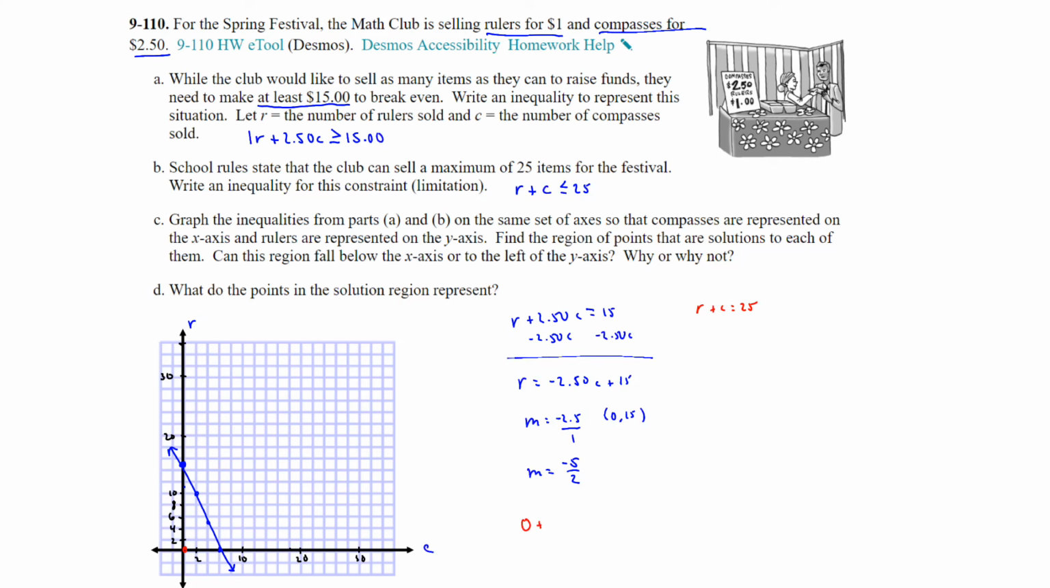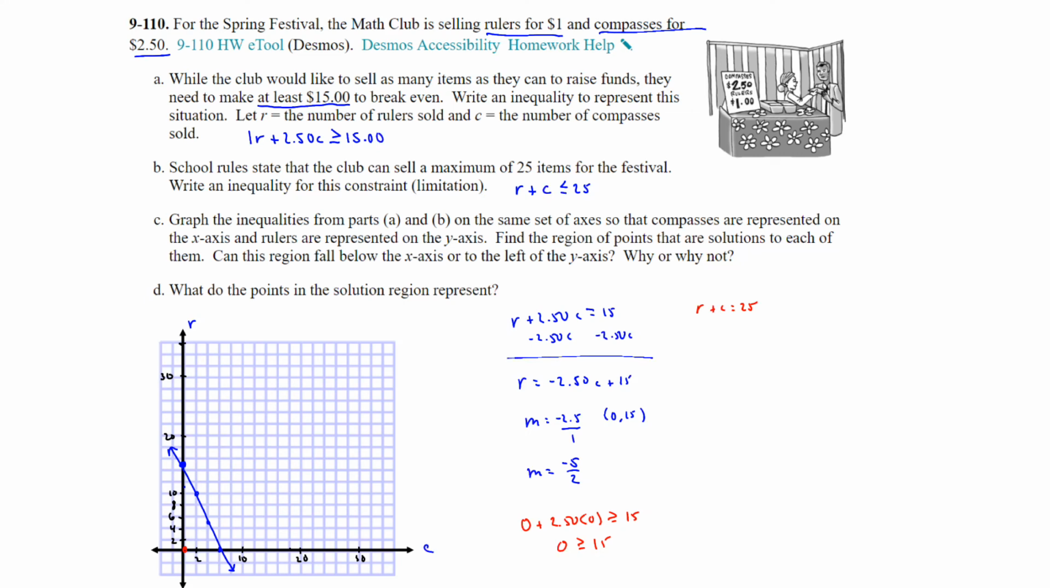0 plus 2.5 times 0, so that'd be 0. Is that greater than or equal to 15? Well, no. If they don't sell anything, that's not a good thing. They're not going to make at least $15. So it would be true above that. So I'm not going to do any shading just yet, but we do know it's going to be true in this region. But I'm going to hold off for a second on that.